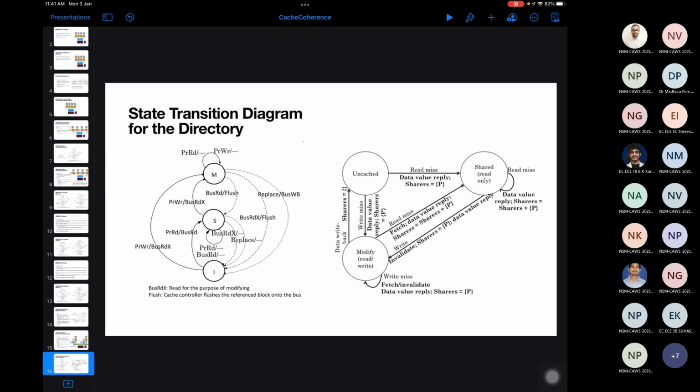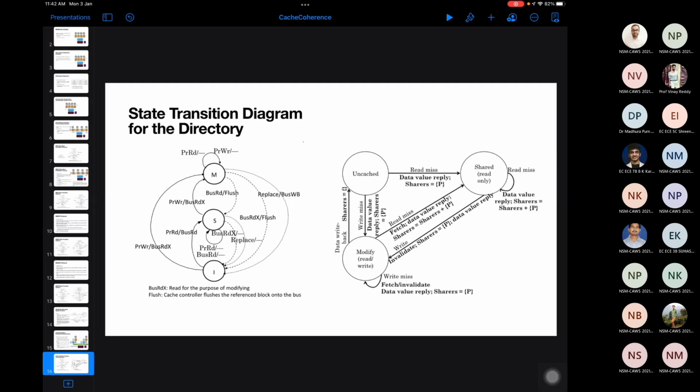Here the directory state transition diagram will consist of 3 states, which indicate whether the block is present in the shared cache, and if it is present, whether this block is shared by any of the private caches, or whether this block is in a modified state in any of the private caches. That is what is given by uncached, shared, and modified. Uncached indicates this block is not cached anywhere in the private caches. If it is cached, whether it is in a shared state or a modified state is given by shared and modified.